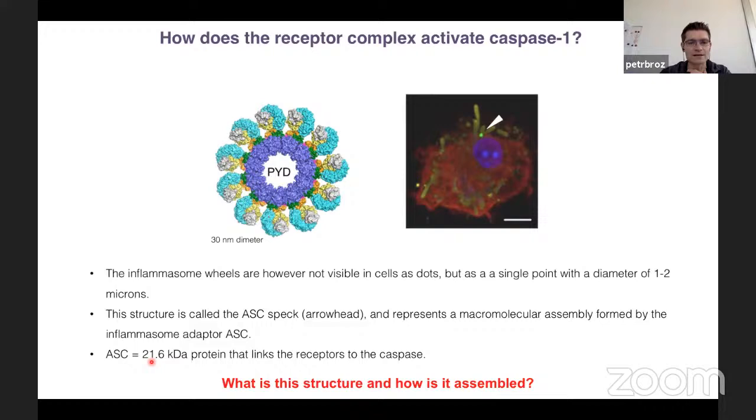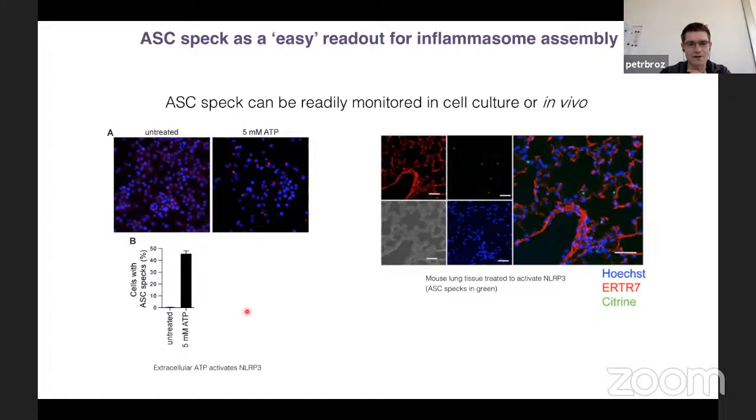Very quickly here, the ASC specks are also a good readout for inflammasome activation. For example, you can see them in cells. These are macrophages where NLRP3 has been activated, or you can even see them in tissues in vivo. These are mouse lung tissue from a publication where NLRP3 has been activated and ASC specks are shown in green. This is a really good sign of inflammasome signaling if you can see ASC specks.